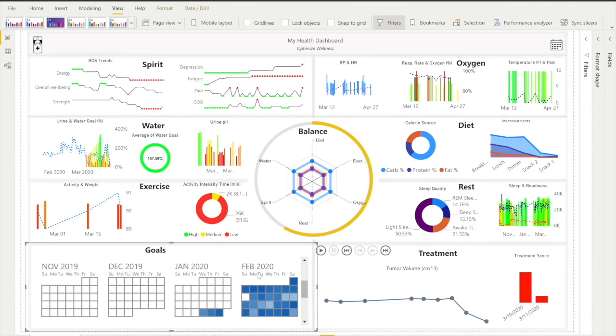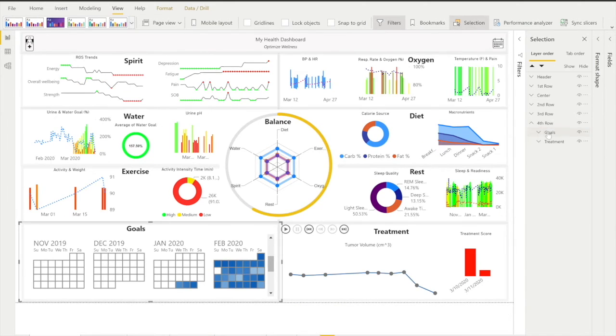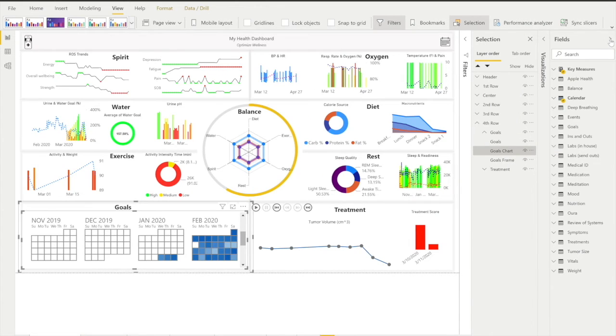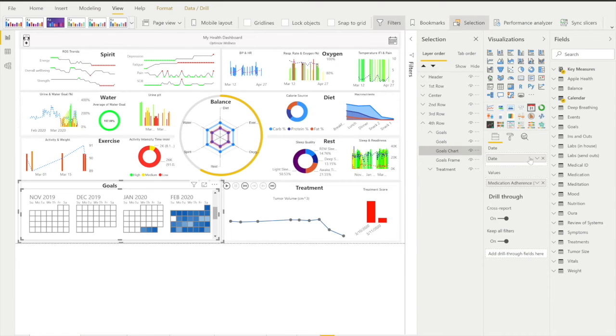If you would like to change the metric or the goal depicted by this calendar, that can be changed simply by going to View, Selection, and then we select that calendar. Once we've selected that calendar, we open up the Fields column, and we'll also want to open up the Visualizations column. And we see here the date and the medication adherence is depicted on that graph. So all we want to do is drag something else into that graph there.